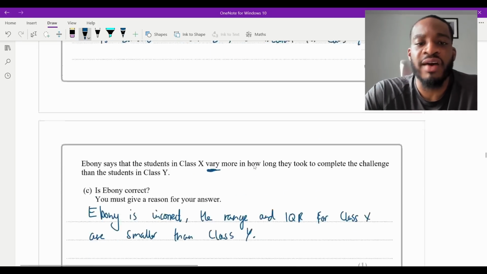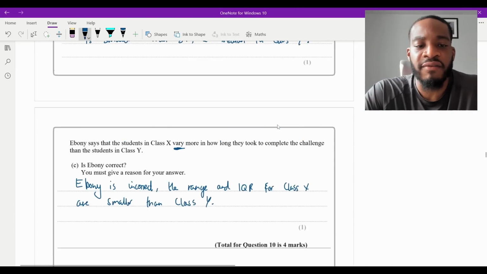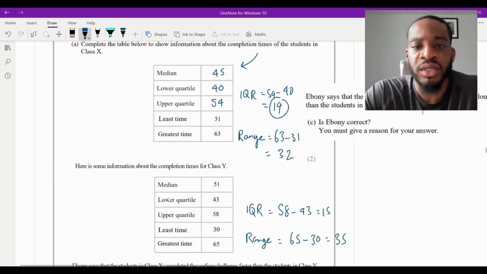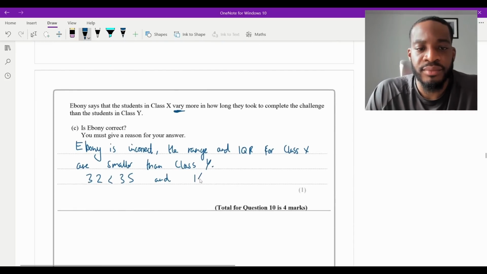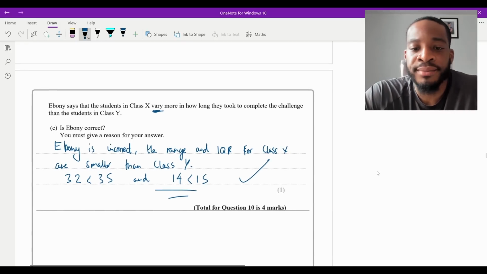And you can just put those values in just to be super safe. You could just say 32 is less than 35. All right here. 32 is less than 35. This is for the range. And the interquartile ranges, you can say 14 is less than 15. And that's it. And that will give you the 1 mark. And yeah, that's question 10 finished.